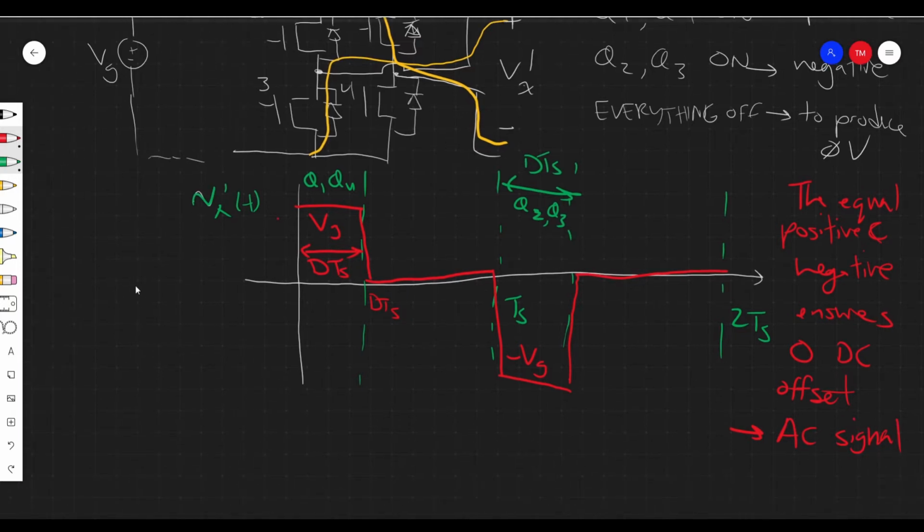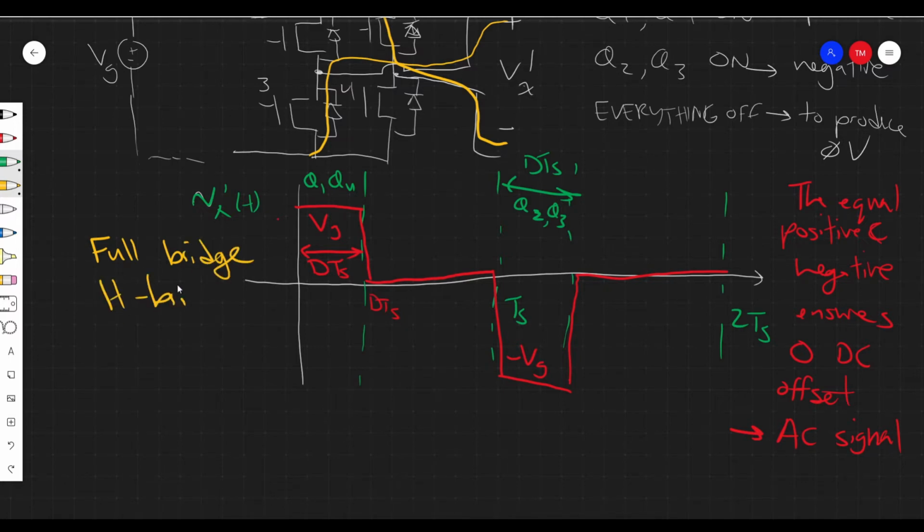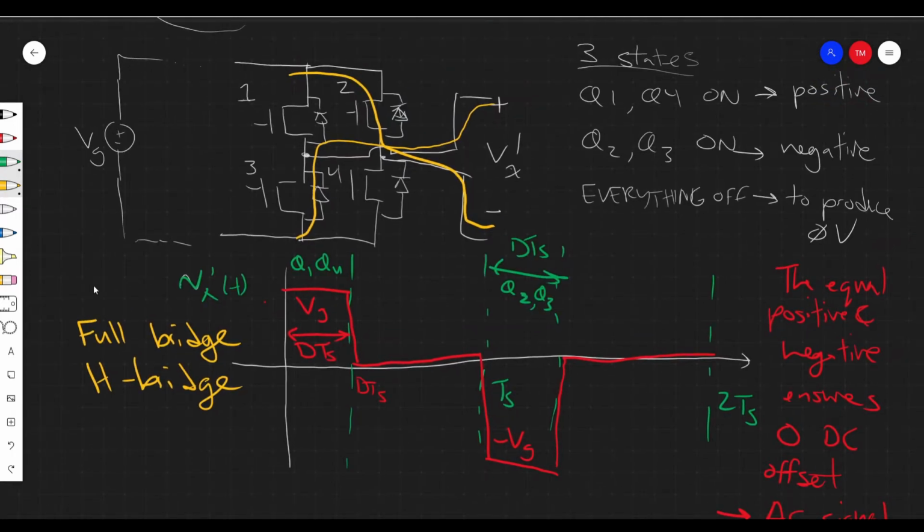So this is one option. This is known as a full bridge. This is a full bridge inverter, we could say, or an H bridge, because it kind of looks like an H.